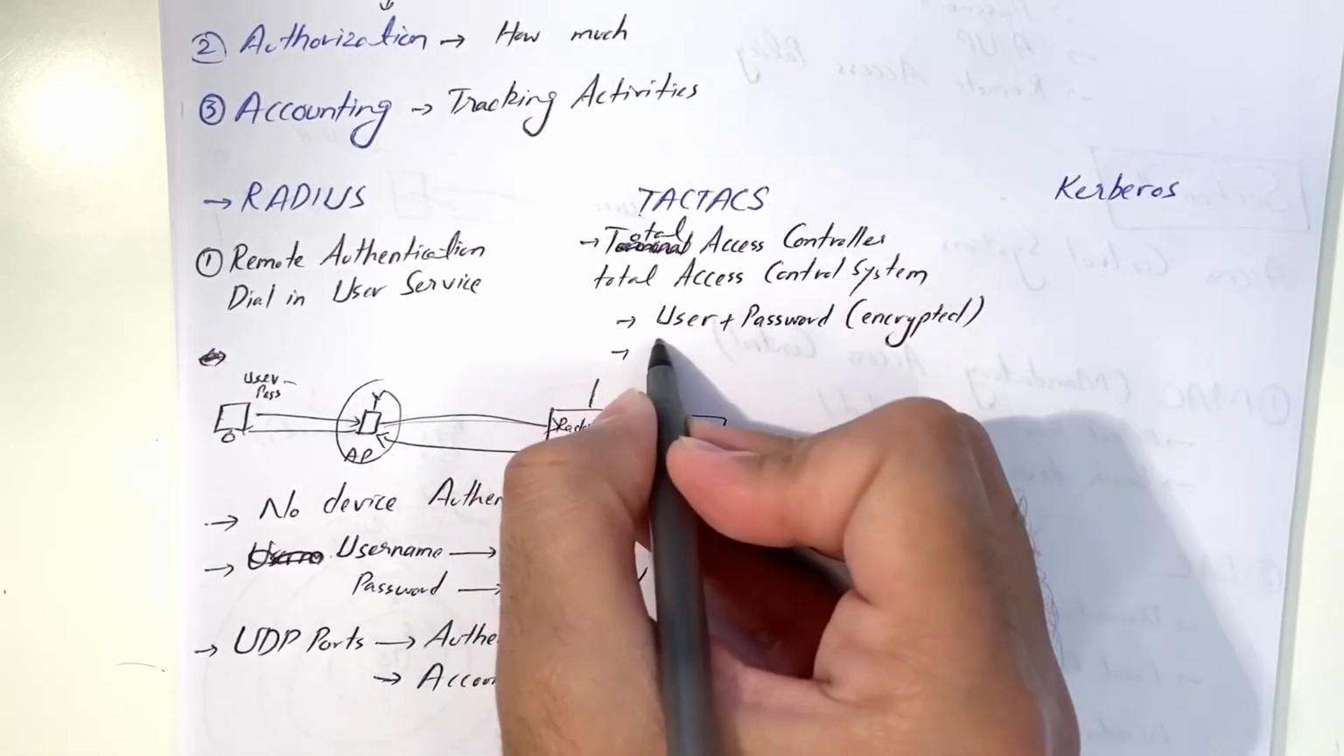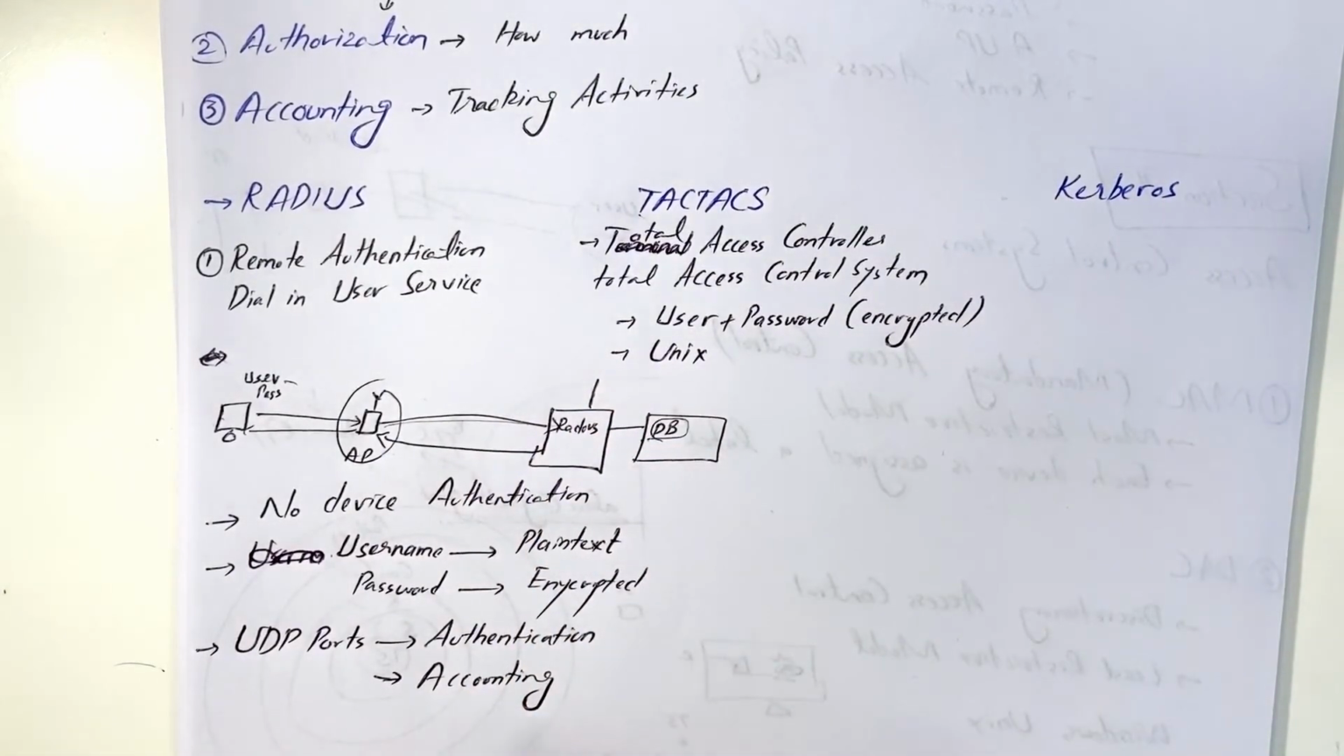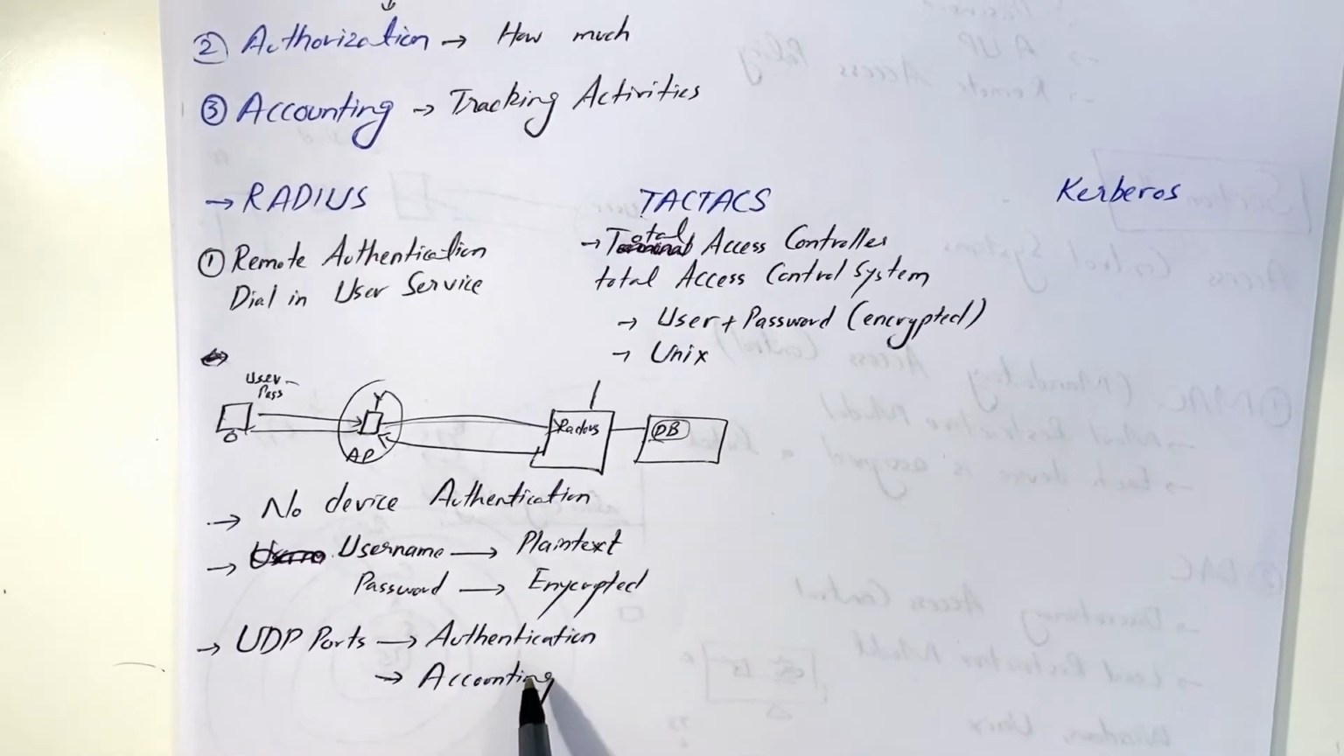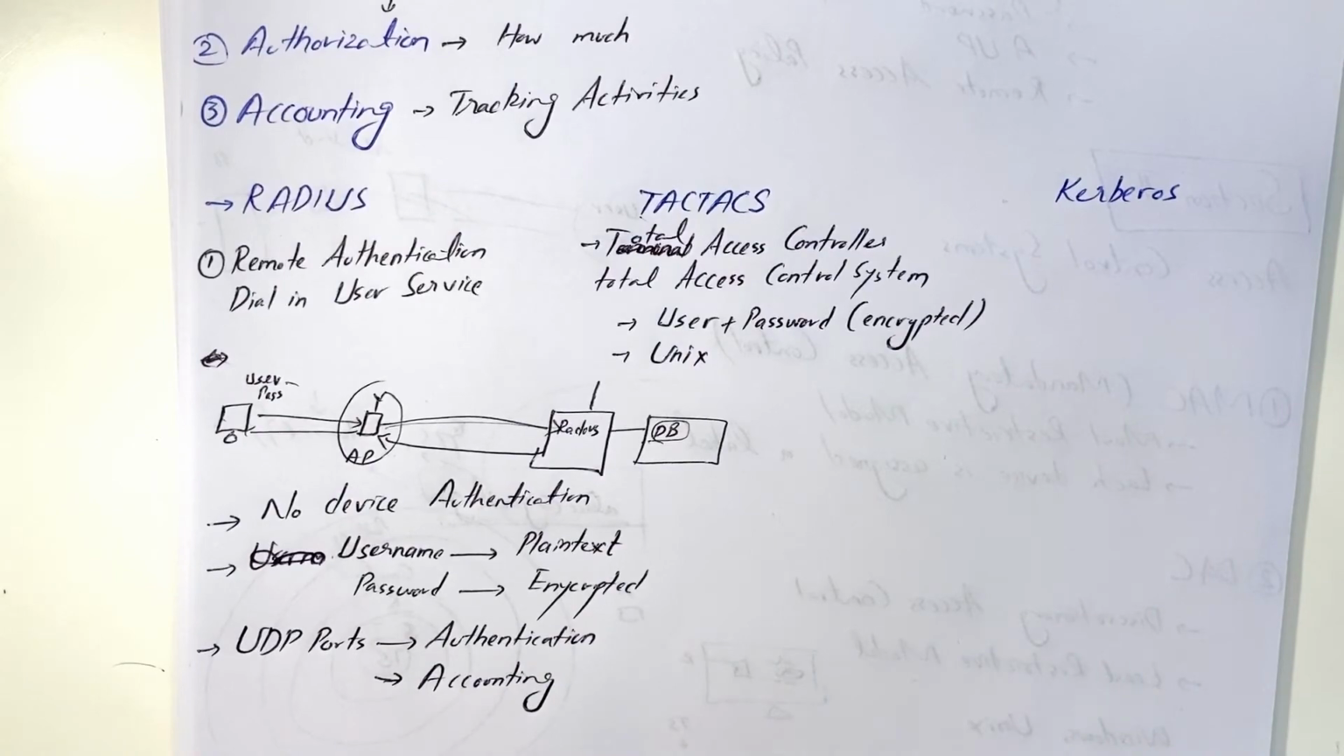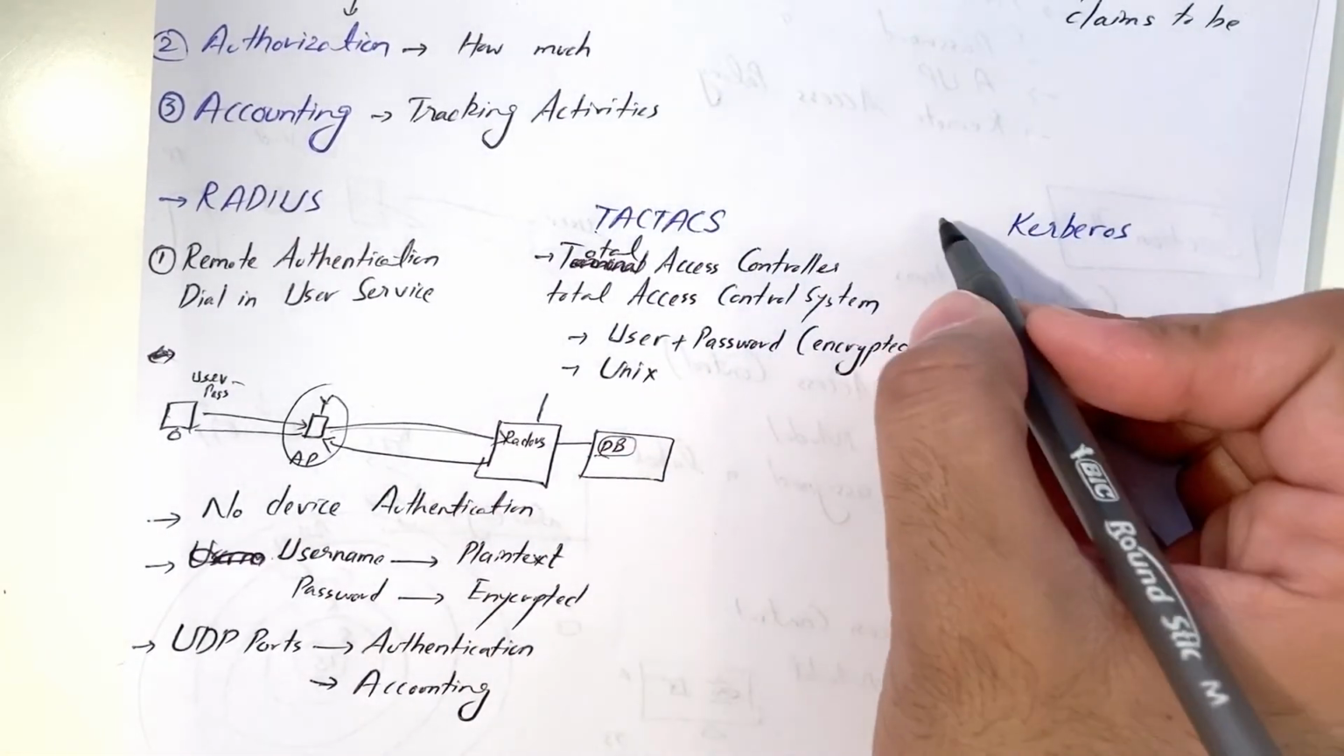Okay, it is more common with Unix and accounting. The accounting and the authentication both are basically done through the TCP port. The rest of the stuff is the same.